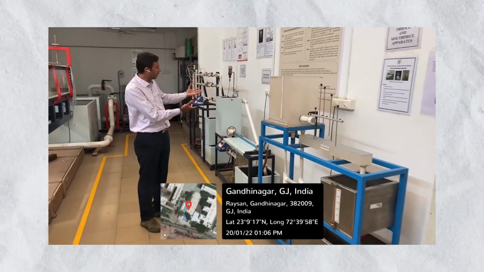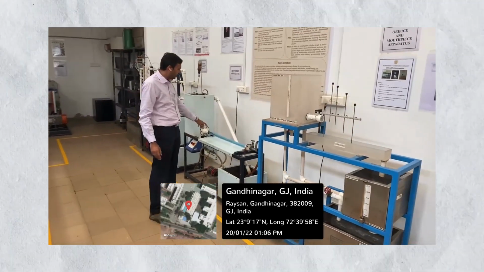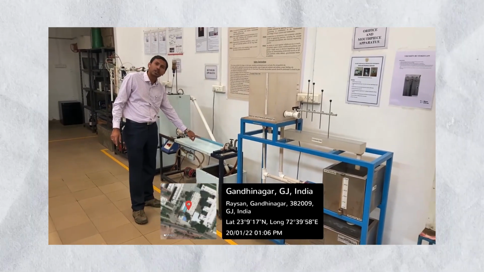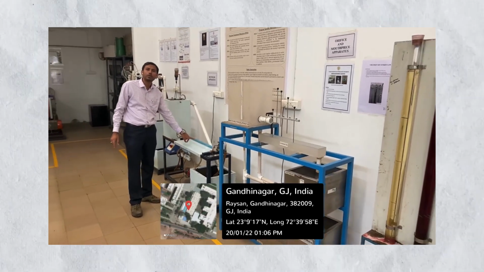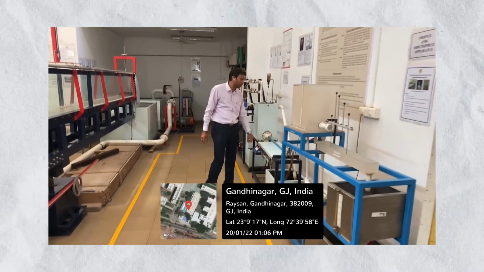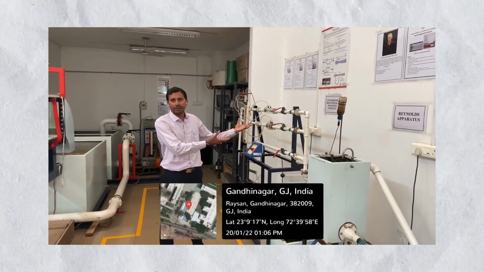The students conduct this experiment on the Reynolds apparatus, and simultaneously we can see the dye filaments, whether they are straight or in zigzag ways. The same can be proved through the Reynolds equation, Re = rho V d by mu. The next experiment is the venturimeter and orifice meter.